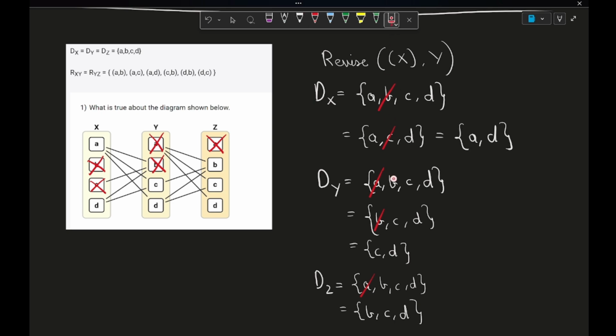Right. Now because X has changed, should we also try to see whether Y is consistent with X? If we do that, is C occurring in the second position with A or D? C is occurring with A, okay, that's fine. And D is also occurring with A, so that's fine. Now I think the entire thing is consistent.